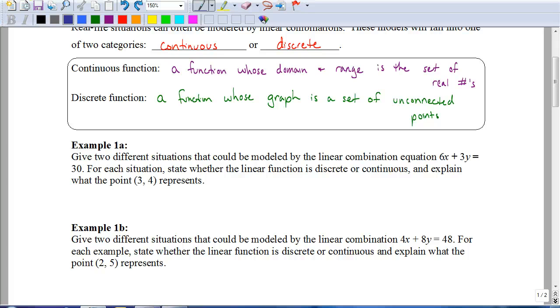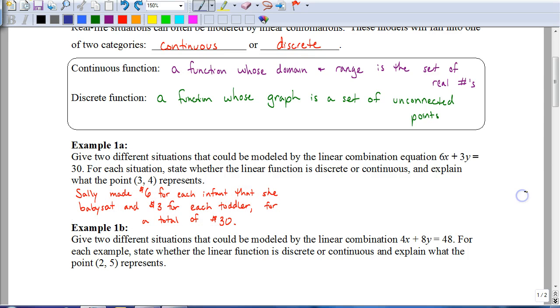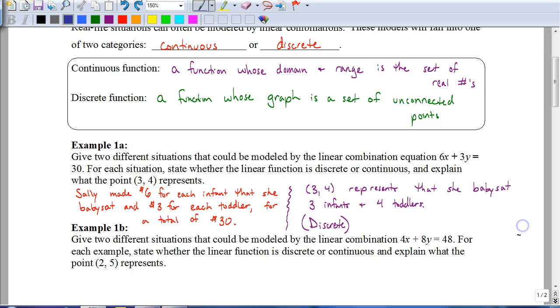4) represents. Now there's a lot of possibilities that we could come up with, so I'm just going to come up with one here. We'll say Sally made $6 for each infant that she babysat and $3 for each toddler for a total of $30. So in this situation, if we wanted to figure out what the coordinate (3, 4) represents, we could say that it represents that she babysat 3 infants and 4 toddlers, and like we said, she made a total of $30.